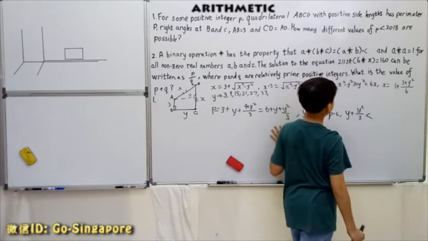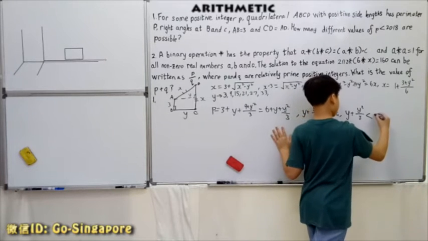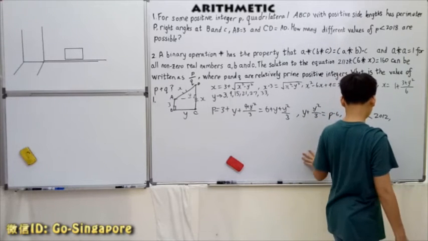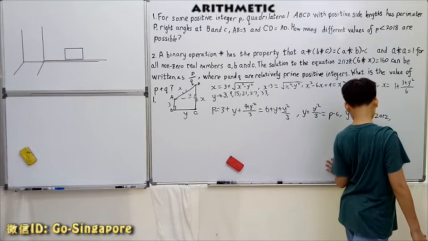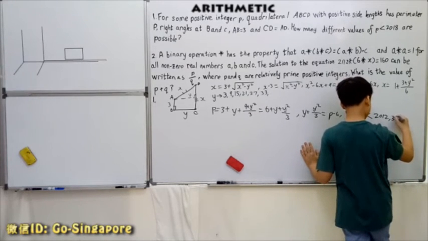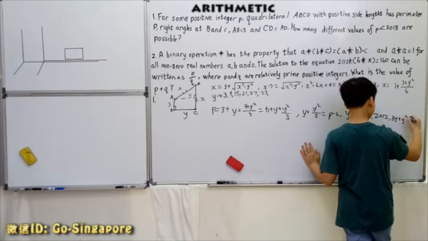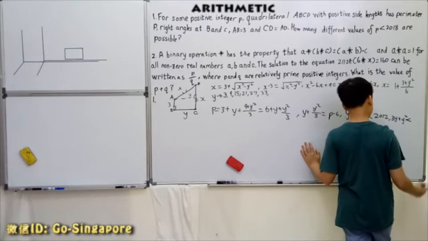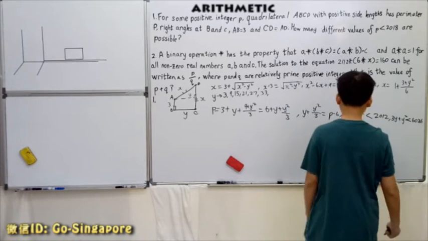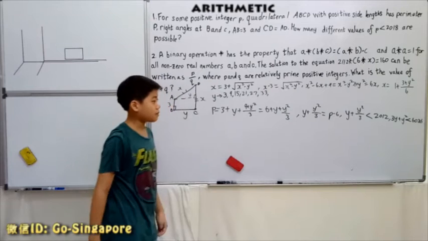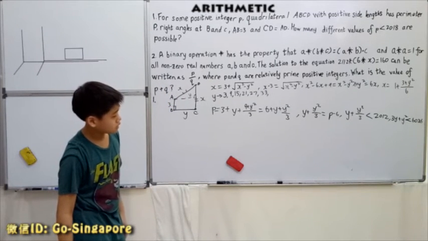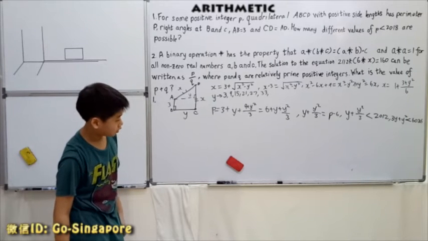So this is smaller than, so 2018 minus 6, 2012. So for this part, what we'll need is both sides times 3. So here's a 3y plus a y squared. And then this will be smaller than 6036. Okay, so we have something like this. So we have that condition.